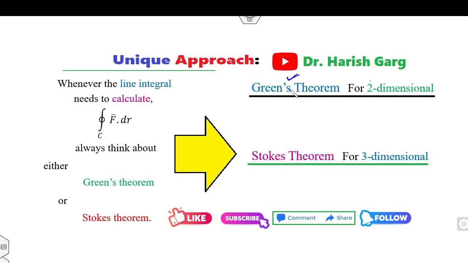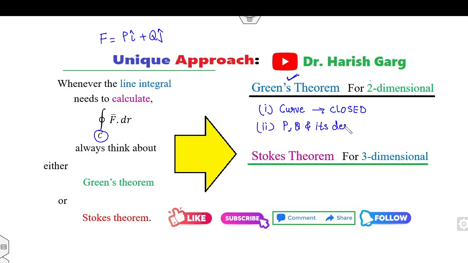But Green's theorem is applicable provided, first, that C, the curve, must be a closed curve. And the second part is that F, if I call F as P i cap plus Q j cap, this is the vector field. Then P, Q and their derivatives, if they are continuous, then only you can apply Green's theorem. Both conditions must be satisfied: the curve must be closed and P, Q and their derivatives are continuous.